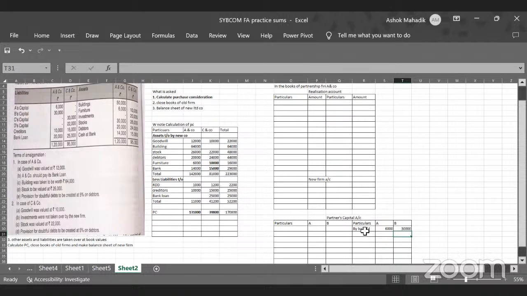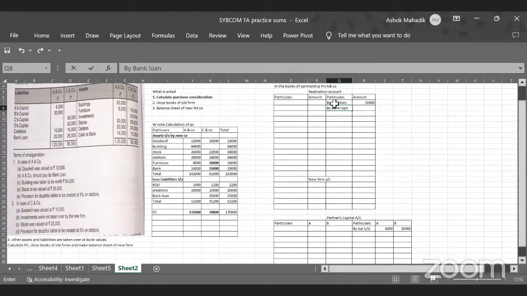Then creditors. Creditors doesn't belong to partners. So all other liabilities will be recorded in realization account. Where do we record? Realization account. Since liability indicates credit side, write on the credit side. What you'll write? By creditors, 10,000, and by bank loan.